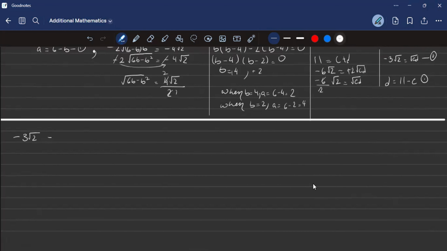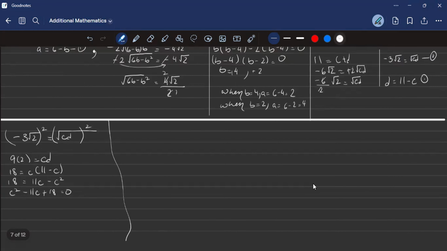Negative 3 under root 2 is equal to under root cd. Before I input the value of d in this, I'm going to simplify this. We are going to square on both sides. We've got 9 multiplied by 2 is equal to cd, so 18 is equal to c times d. Instead of d, I'm going to write 11 minus c, and 18 is equal to 11c minus c squared. So c squared minus 11c plus 18 is equal to 0.